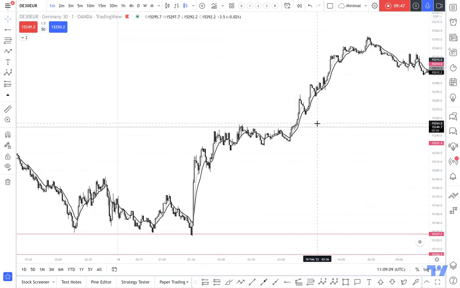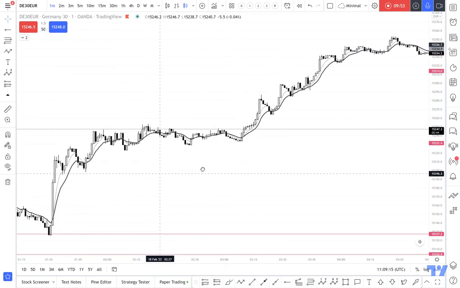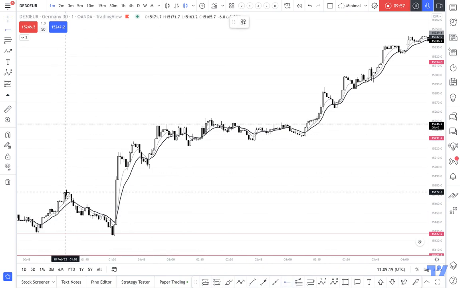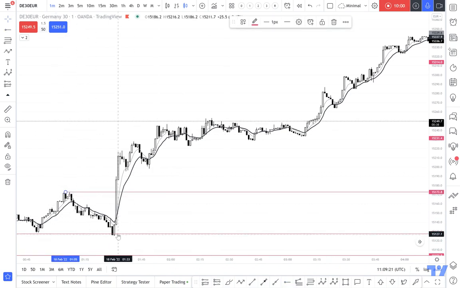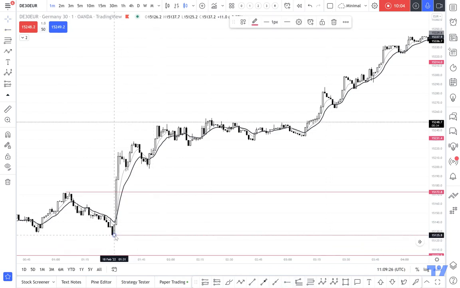Now I've just scrolled back a little bit to the earlier Tokyo session of today, the 18th of February. If you look at the chart over here, what do you see? Let me bring my lines. So at this point, this was your swing high and this was your swing low. Let's delete this one. And I'll bring this one.